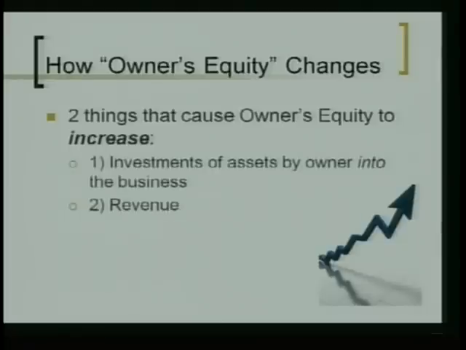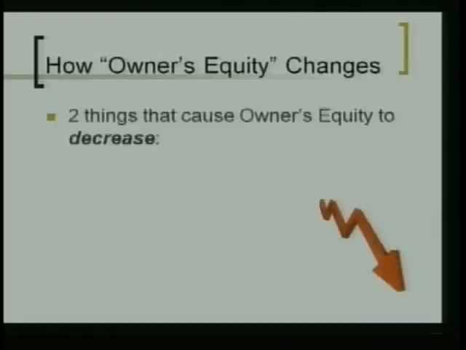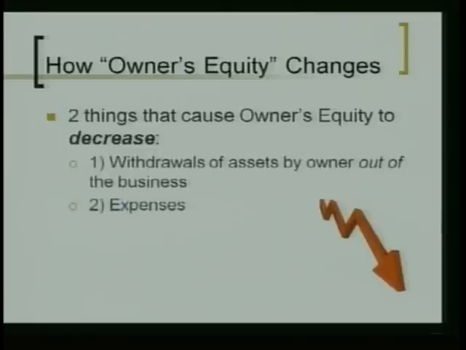What makes equity increase? Investments of assets by the owner into the business and revenue, right? Those are the two things that cause the owner's equity to increase. The two things that cause it to decrease are just the flip sides of that: withdrawals of assets by the owner out of the business and expenses, okay? So I want you to have those facts real firmly cemented into your brains because it's going to help us, and especially today. Okay, this is a really important lecture, so I'm glad you're watching it.